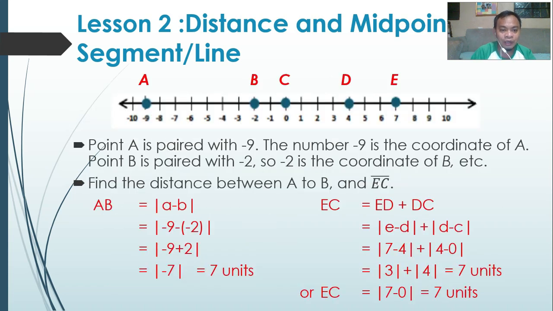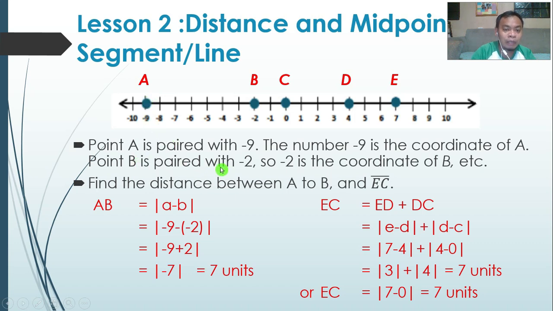So, we have here the example of a distance of a segment or a line. We have here point A paired with negative 9. Okay, we have point A, point B, point C, point D, and point E. Di ba? The number is negative 9. Negative 9 is the coordinate of point A. So, therefore, yung sa ating ruler postulate, every point is paired with a number. So, yung point A po natin ay kanyang coordinate ay negative 9.